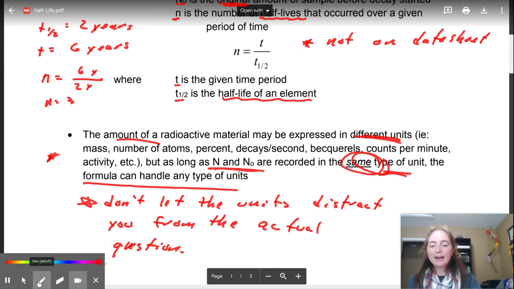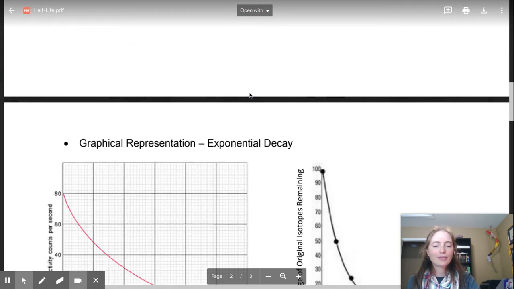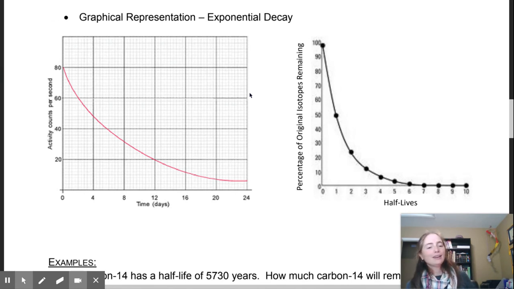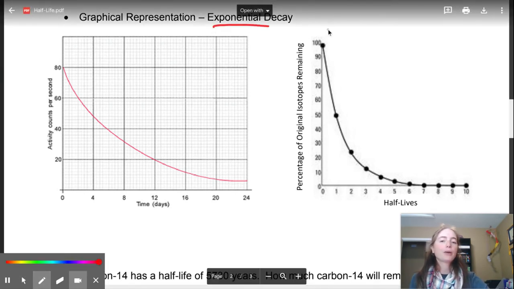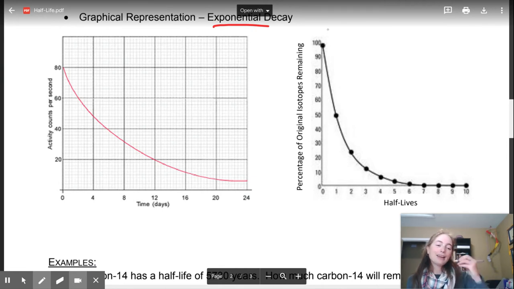All right, so let's look at a couple graphs and see what we can do with those. Now, what you will notice here is that this is an exponential graph, which makes sense, because every time we go through, half is going to be decaying, so you wind up with this logarithmic style graph. We have activity in counts per second, and we have time. On the Y here, we have some measure of N, some measure of the amount of radioactive material.